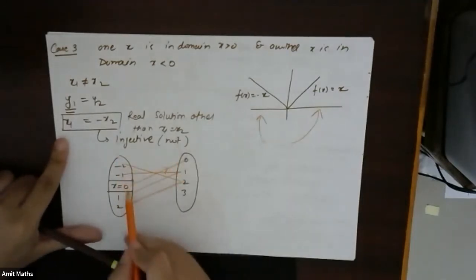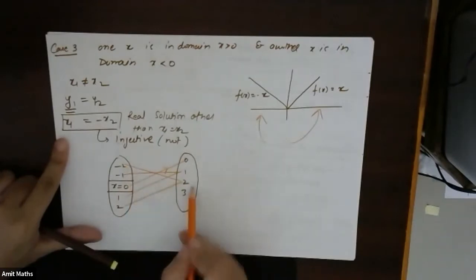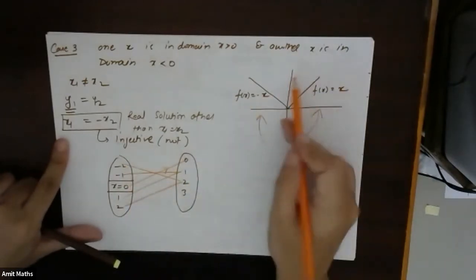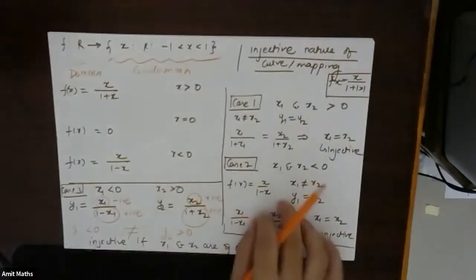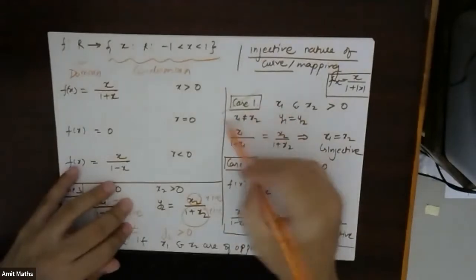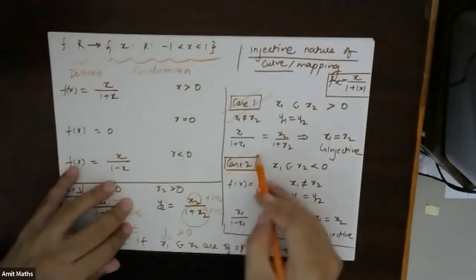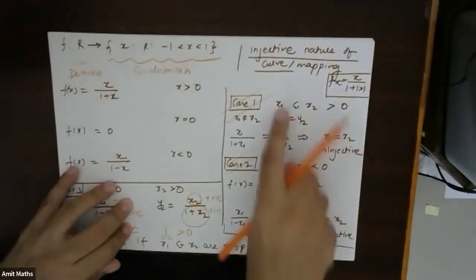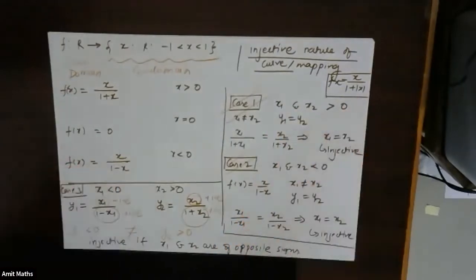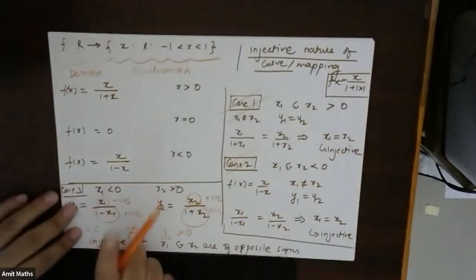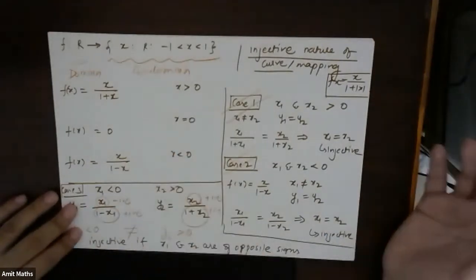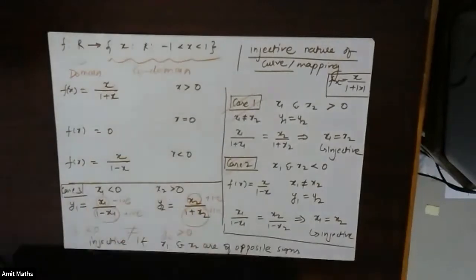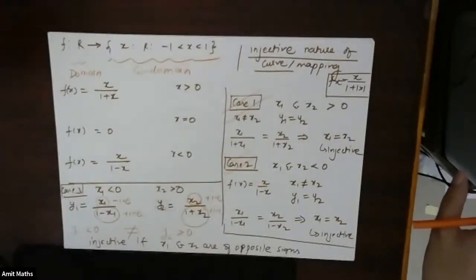That means minus 1 and plus 1 are linked with 1, and minus 2 and 2 are linked with 1. So overall this function is not injective. Okay. Now in this case also, for x greater than 0 I have checked, and for x less than 0 I have checked. Means both x are less than 0 and both x are greater than 0. Now I just have to check whether one x is on the left side and the other x is on the right side, or vice versa.